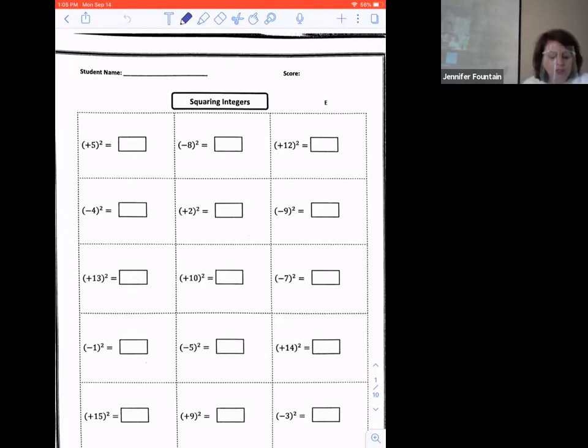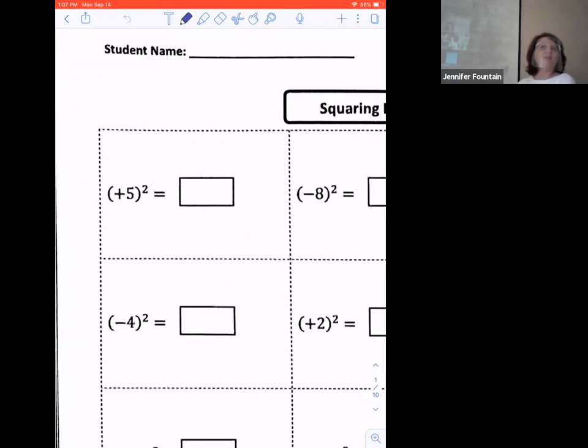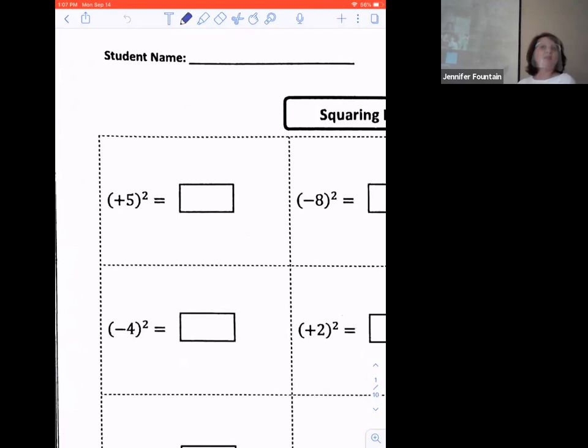So we're going to look at these and notice that we have signs associated with our numbers also. So these are integers. Remember, integers are positive and negative numbers. Think about the number line. So 5 squared. That means I have 5 times 5. And 5 times 5 is what? 25. Good.